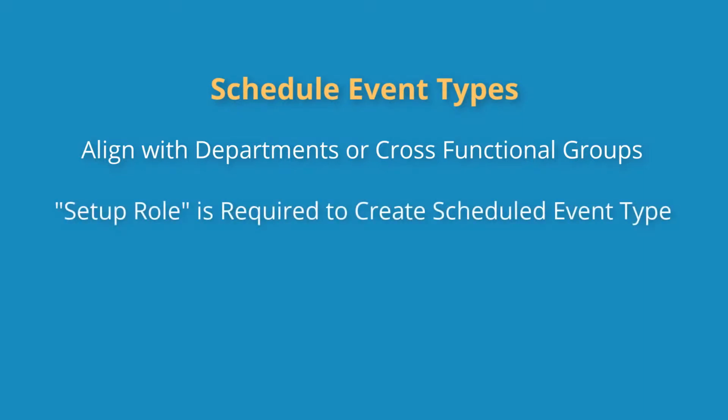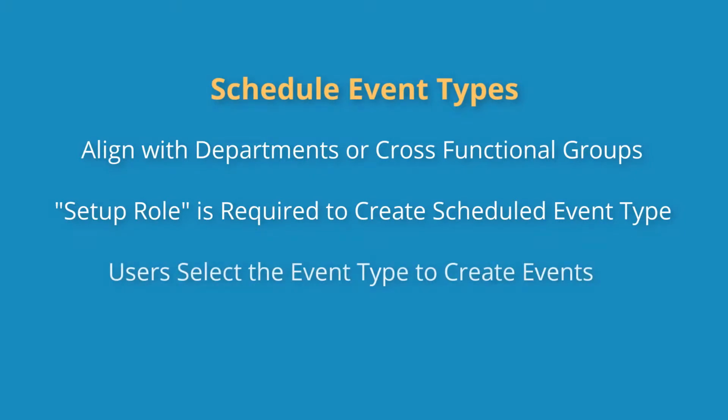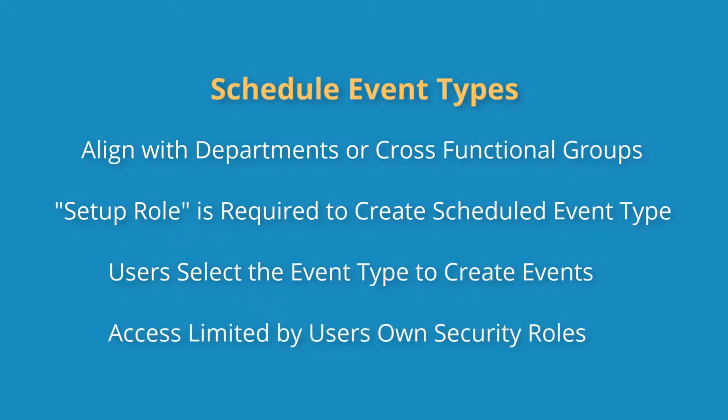Users with the setup security role can create and edit these top-level event types, and once created, any user can select the event type they need to create an event on the schedule. However, the user will only be able to select the event type that their security role permits them to use. This also means that the others won't be able to see any other departments or cross-functional groups' schedule unless their security role allows it. This helps users see only information that's relevant to their needs and takes the noise out of their own personal schedule.